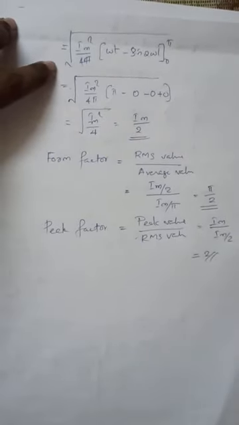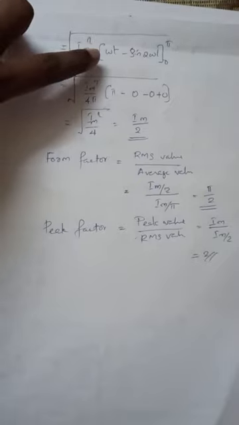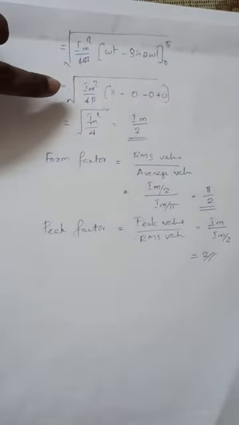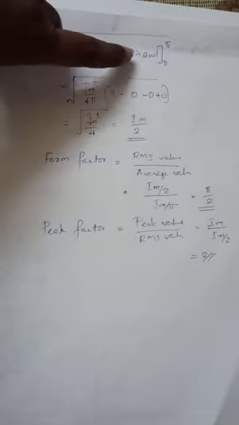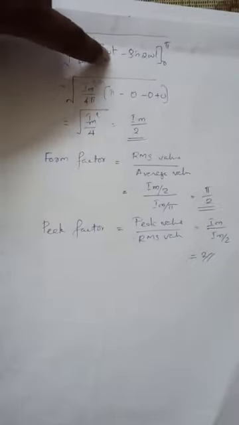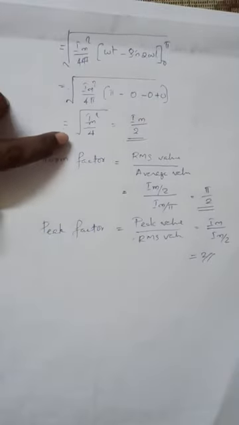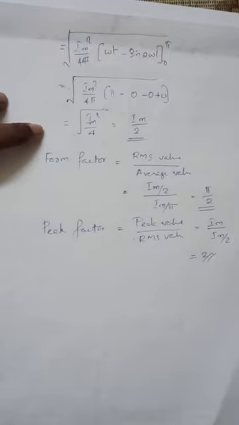We can write it as root of Im square by 4 pi into omega t minus sin 2 omega t in the interval 0 to pi. You can apply the limits. Root of Im square by 4 pi into pi minus sin 2 pi, 0 minus, for omega t we are giving 0, then sin 0. You will get root of Im square by 4, that is equal to Im by 2. The RMS value of the half rectified sinusoidal waveform is Im by 2.